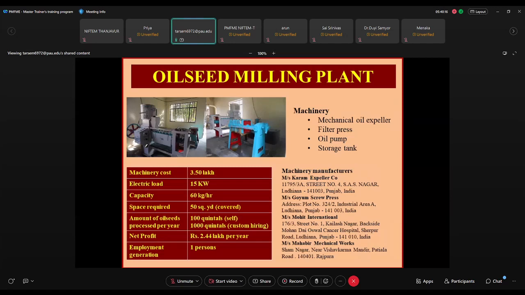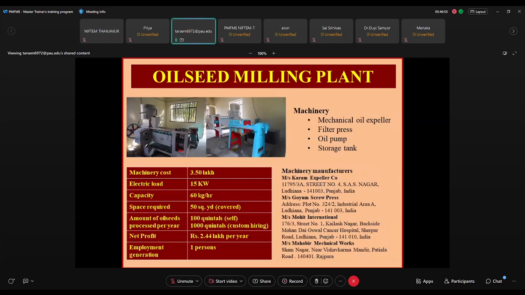These days, very good expellers are available in the market, which extract almost all the oil, and only 5% oil remains within the oil seed meal, the de-oiled meal. And this edible grade oil is extracted, and then it has to be filtered. So it comes with two machines. One is the expeller, another is the filter press machine. So we are using these two machines for oil extraction, oil expression, and then filtration.